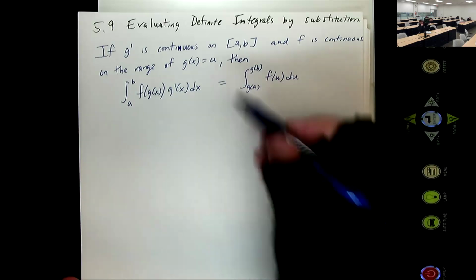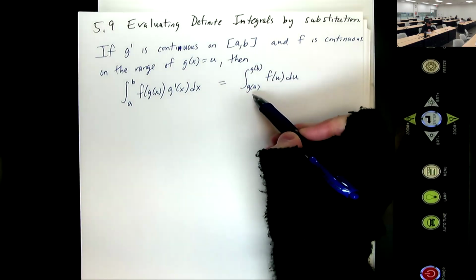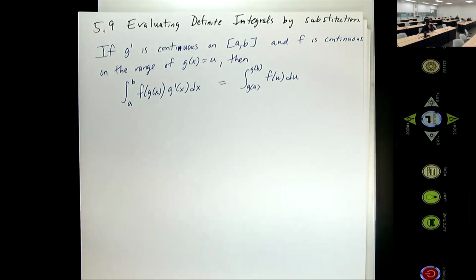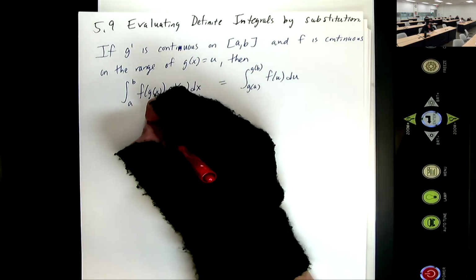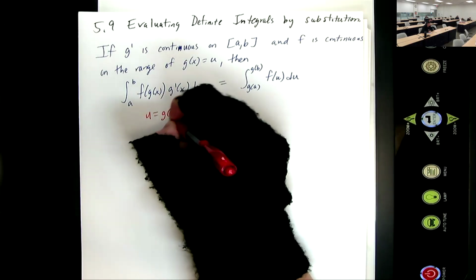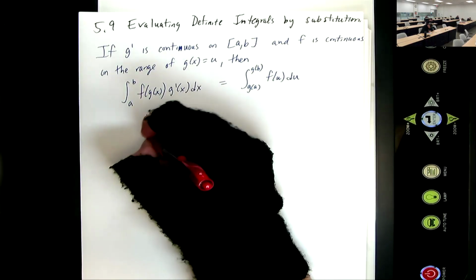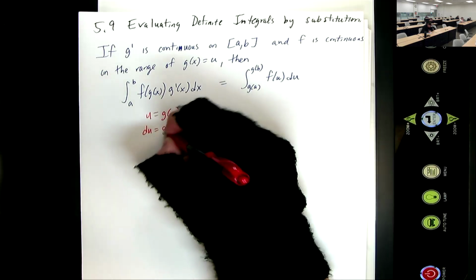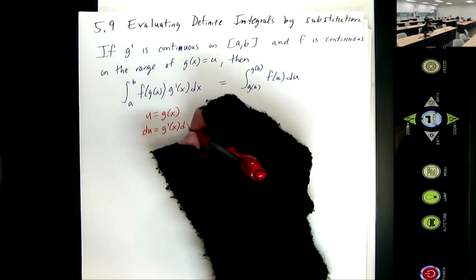Notice the change in the limits over here, from a to g of a and b to g of b. What's going on here is we're saying u equals g of x, so du equals g prime of x dx.